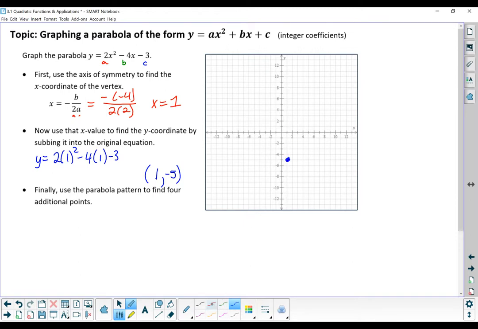And then you can either substitute more x values into the equation, or you can use the 1, 3, 5 pattern to help you plot additional points. You'll need to plot 4 more points. Just make sure you watch out for the stretch factor. This one's stretched by a factor of 2. That a value is 2. So we're going to count a 2, 6, 10 pattern. So up 2 over 1, up 6 over 1, and then just reflect those back for the other side of the parabola, and then you can hit the button to plot it.